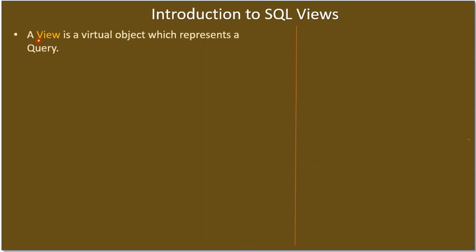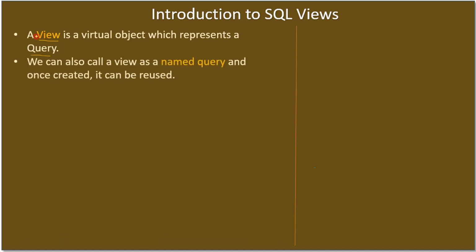So, a view is a virtual object which represents a query. So let's say you write a query, and if you save that query with a name, we can call that a view. So that's why we call a view a virtual object which represents a query. We can also call a view a named query, as already stated. You write a SQL query and name it and save that to the database. Then we call that a view.